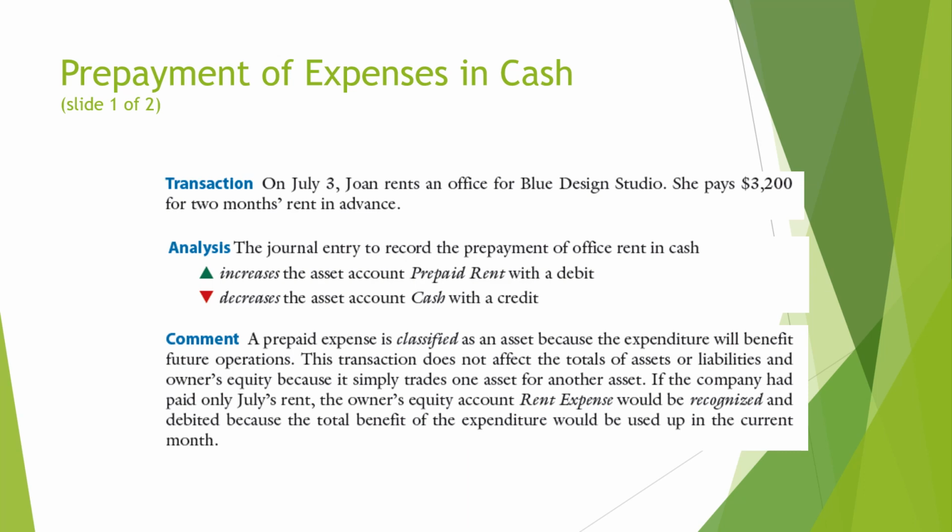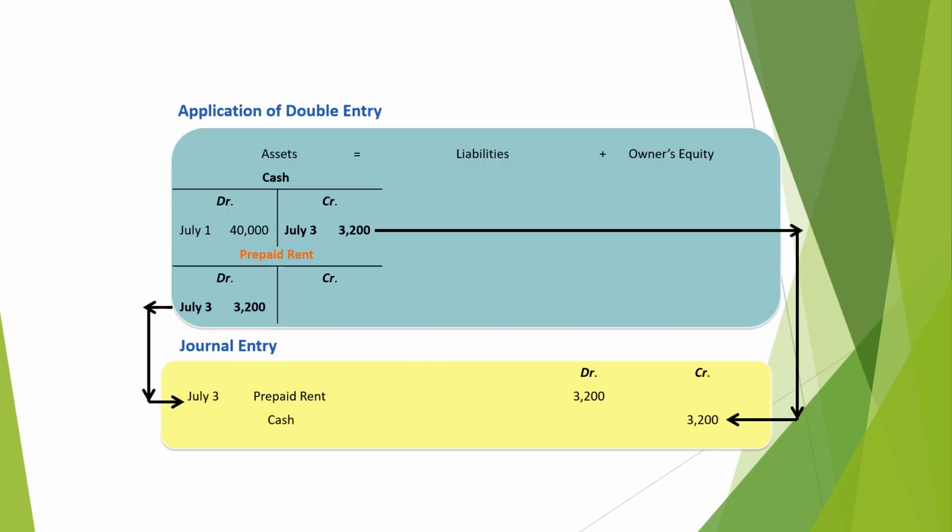So we need to talk about how to do that with our debits and credits. Let's think about cash first. It's easier to think about. We want to decrease cash. Cash is to the left of the equal sign, so it increases on the left. We want to decrease it, so we decrease it on the right. So we're going to credit cash for the $3,200, and that's going to make cash go down.